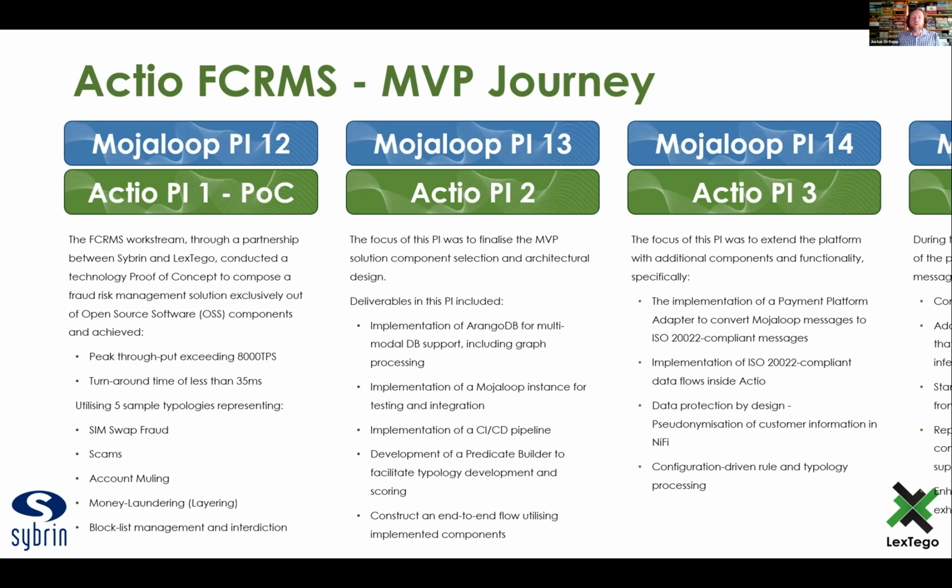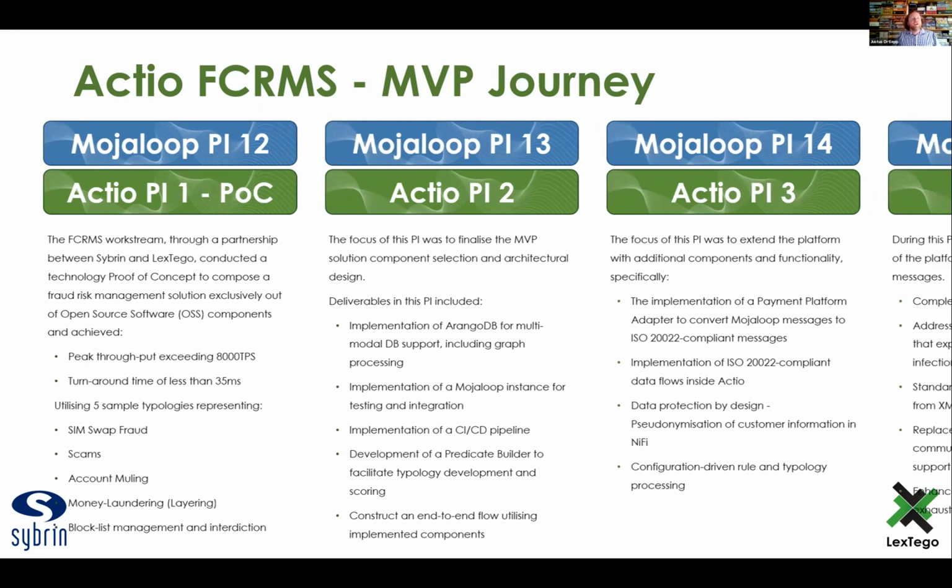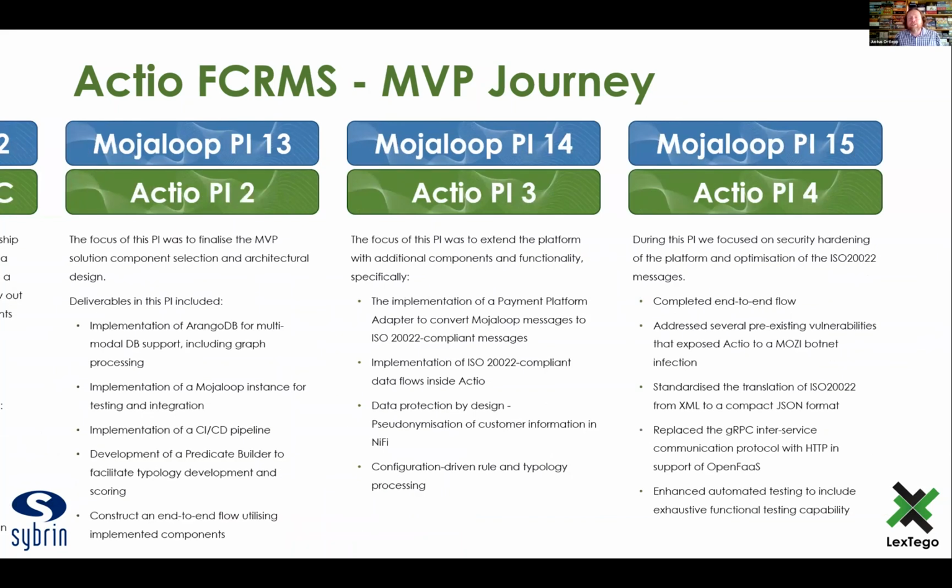And then from there, we started to work on our MVP solution, which was gradually adding more components to it. We built our pipeline and our data infrastructure. We attached a number of our components, and over the last few months, we have now reached our current PI, which is PI 4, coinciding with the Mojaloop PI 15.